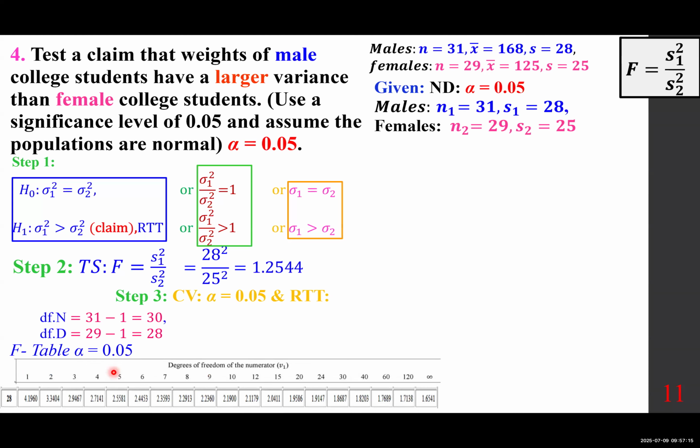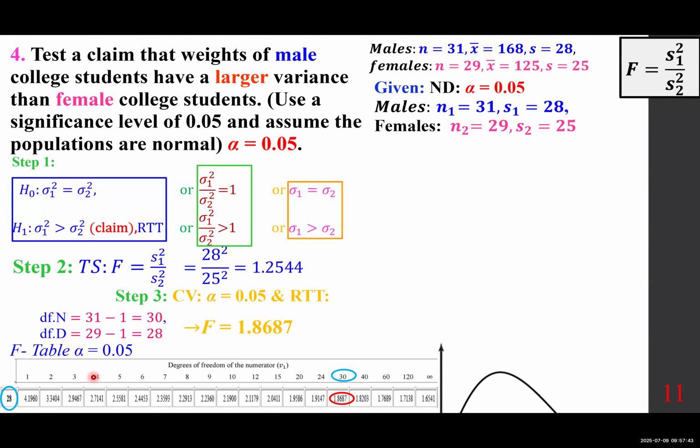So up here is the degrees of freedom for the numerator, and we look for 30. I just chose one of them because of the limitation of the space here, but the left column has a bunch of them. And you put those 2 together, and that results in 1.8687 as the answer. So that is the critical value.